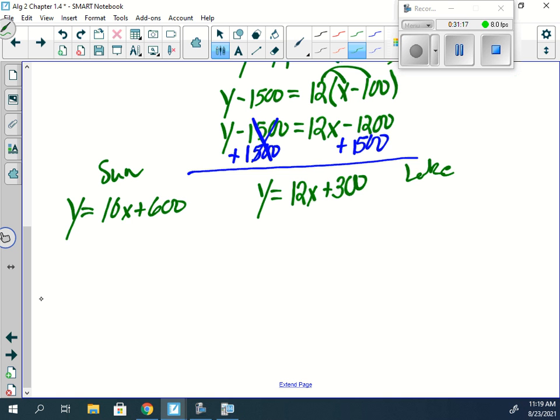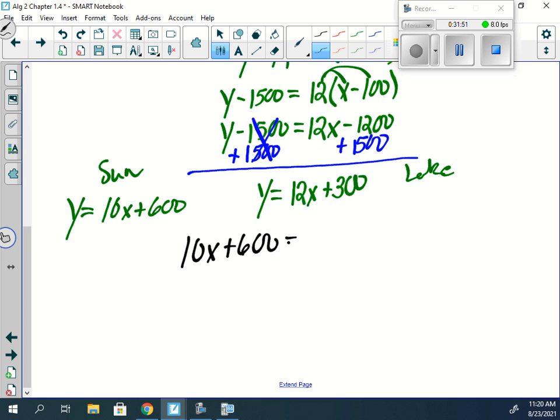Now we came to the conclusion that Sunview has the cheaper cost per student. But the Sunrise also has the higher what? Rental fee, because they're starting off at a higher value. So this one here starts off more expensive than this one, but this one here has the higher cost per student. So what we want to see is where these will meet up. When are they going to cost the same?